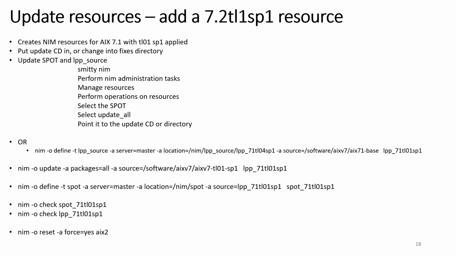So if I want to add a 72TL1SP1 resource, the first thing I'm going to do is create the resources from the base CD, then I'll put the update CD in, and I'll update my LPP, and then I will go through and update the SPOT. And I don't actually tend to use smitty to do it. I tend to use the actual commands, where I do the nim -o define for the LPP, then I use the nim -o update to update that LPP, and then I do a define for the SPOT and build it from the LPP. And again, I use the checks to check the SPOT and the LPP.